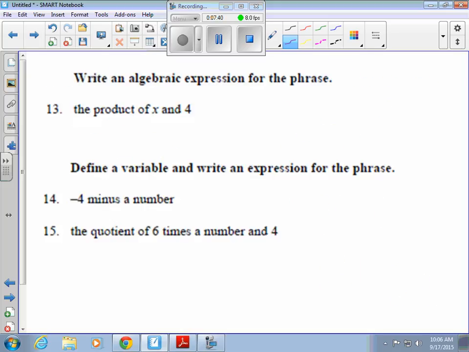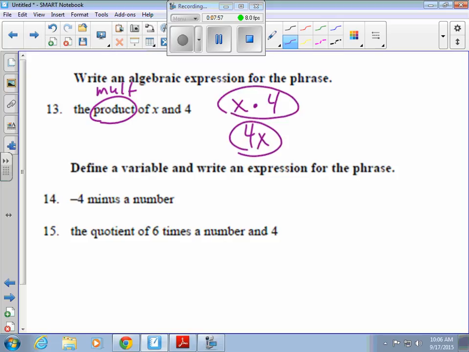13, 14, and 15 are very similar problems. It says write an algebraic expression. The product of x and 4. You've got to know that product means to multiply. Okay, you could write this as x times 4. That's exactly the same thing as writing it as 4x. Both of those would be acceptable answers. 4x would be a little bit neater and a little more useful. That's it.